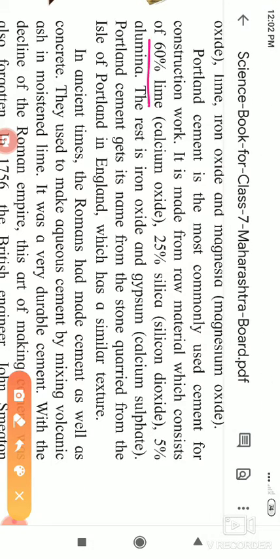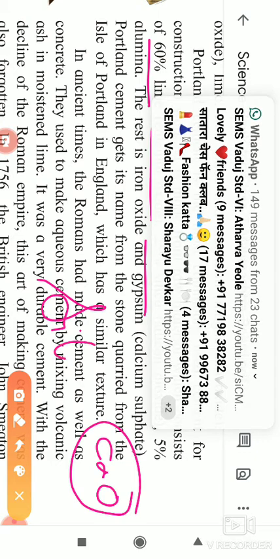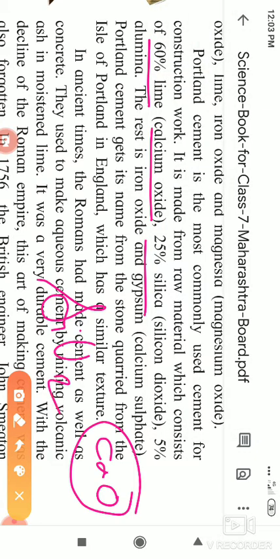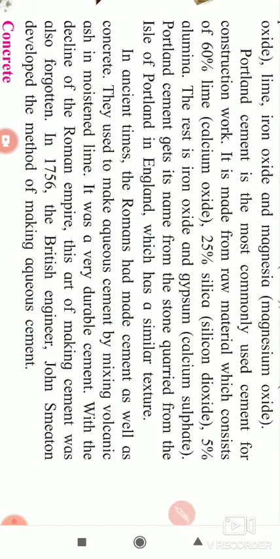60% lime, means calcium oxide, CaO, is present inside it. Then 25% silica, silicon dioxide, SiO2, is present inside it. 5% alumina, means aluminum oxide, is there, and the rest is iron oxide and gypsum, that is calcium sulfate.